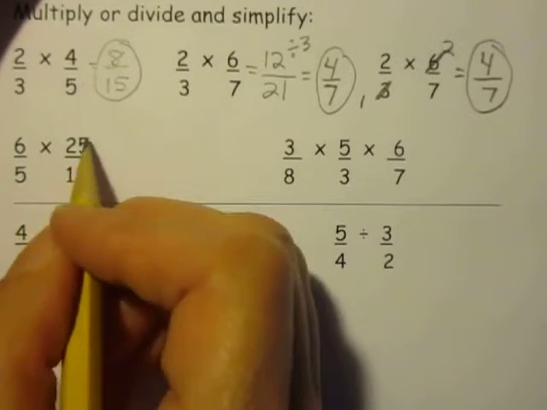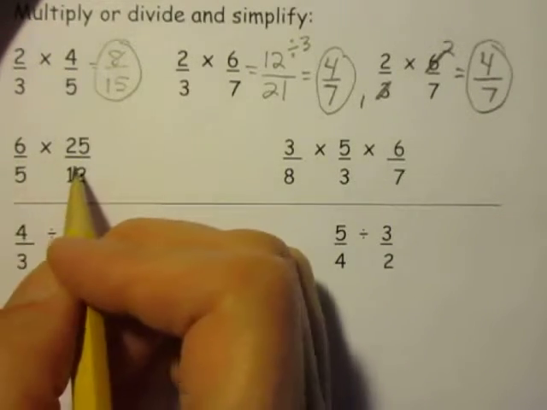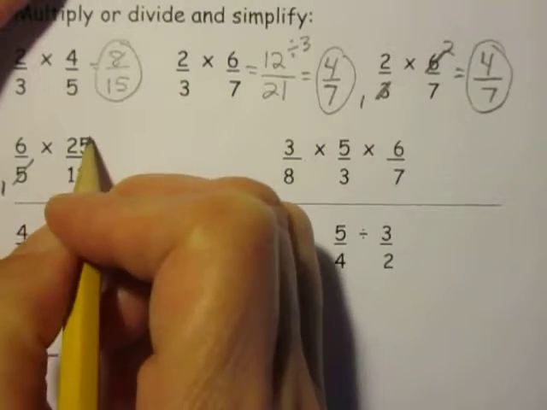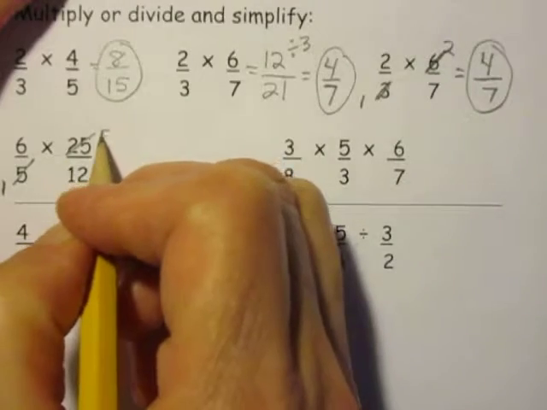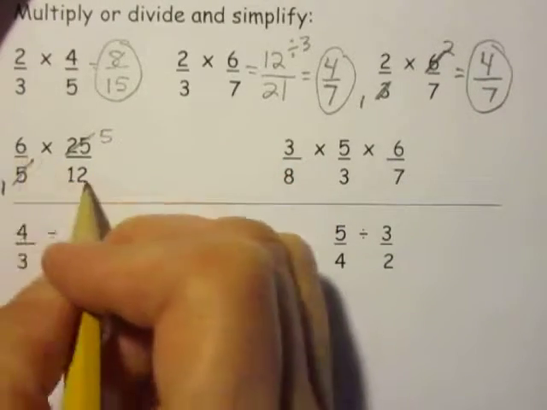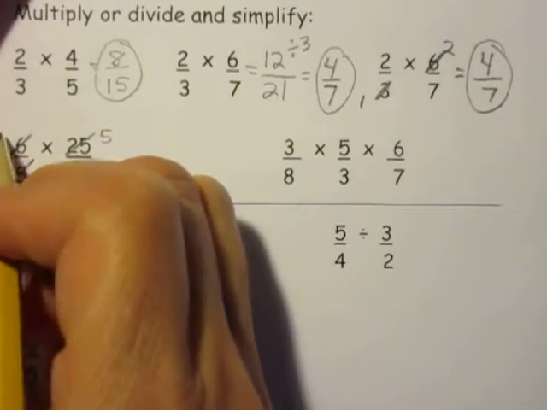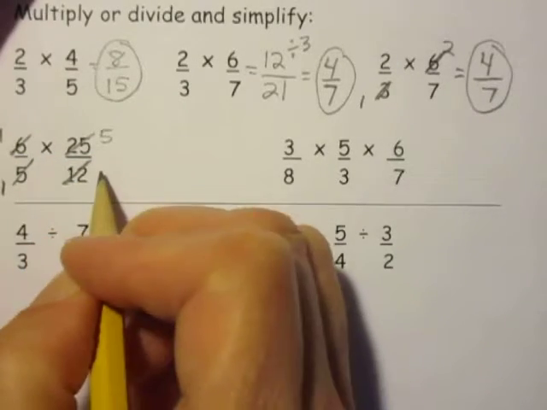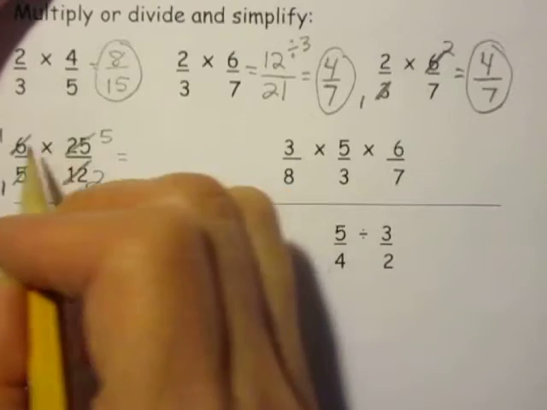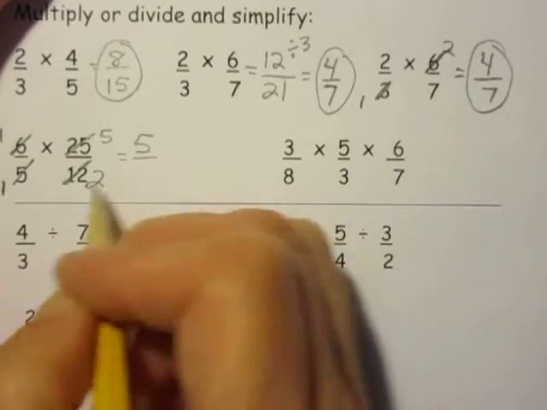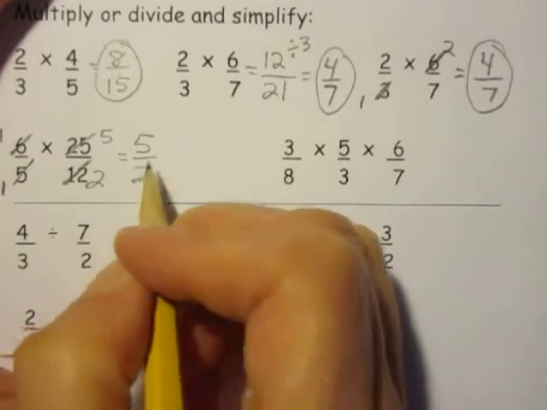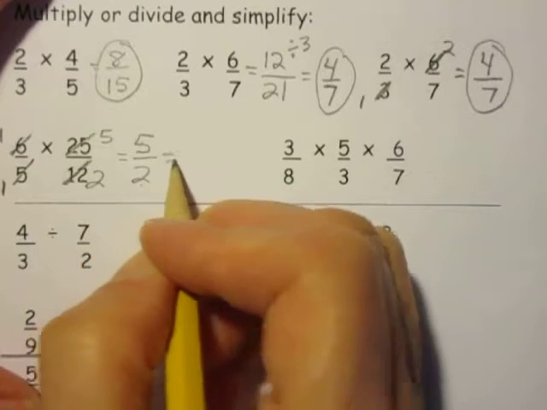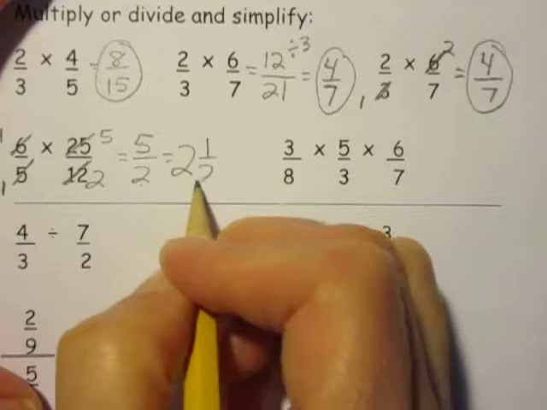And this next one, we can reduce diagonally both ways. I can reduce 5 from this denominator, which would leave me 1, 5 from this numerator, which would leave me 5. Looking at the 6 and the 12, I can reduce 6 from the numerator here, which would leave me 1, 6 from this denominator would leave me 2. So I end up with 1 times 5 is 5, and 1 times 2 is 2, so I'd have 5 halves. So yes, I'm going to have to reduce this. 2 goes into 5, 2 times with 1 half left over.